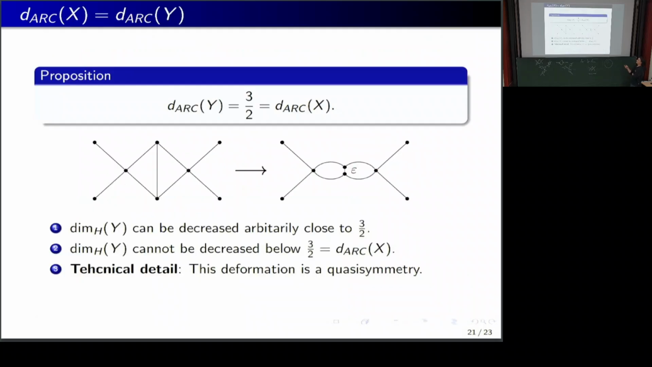To show it, what we can do is make this middle part smaller, of size epsilon. This decreases the Hausdorff dimension, and by making it arbitrarily small, it goes arbitrarily close to 3 over 2. But on the other hand, it can't be decreased below 3 over 2, for the reason that it contains a subset which has conformal dimension 3 over 2. So from this argument, it follows that the Q-Ahlfors regular conformal dimension of the second limit space is exactly the same as the bigger one.